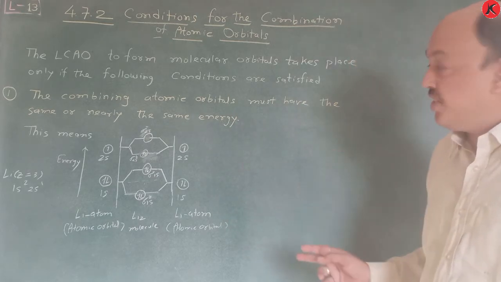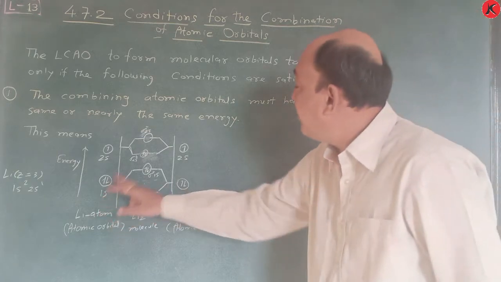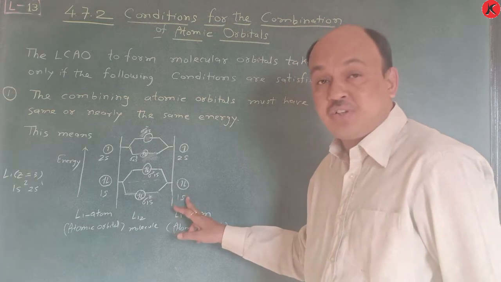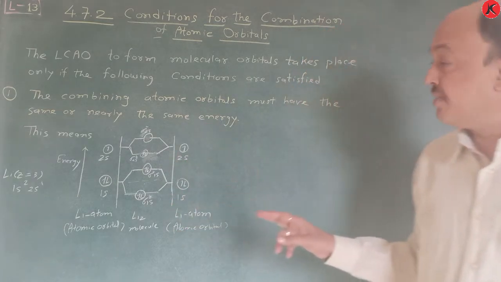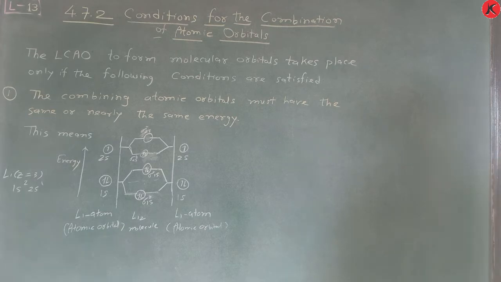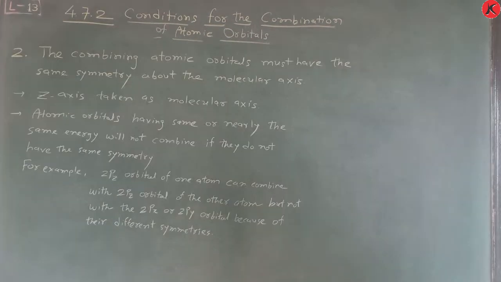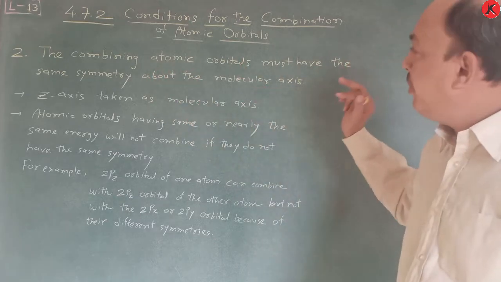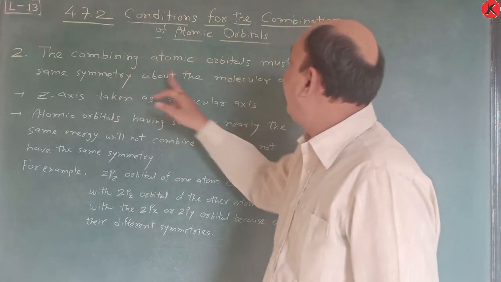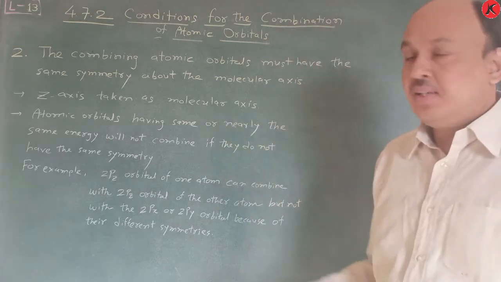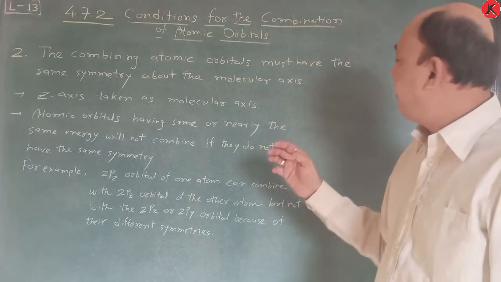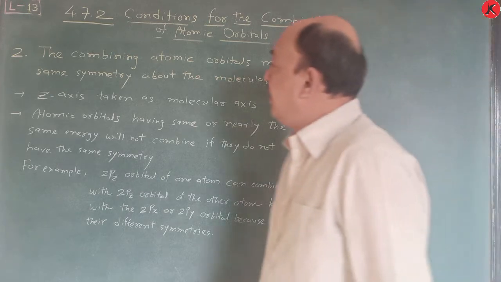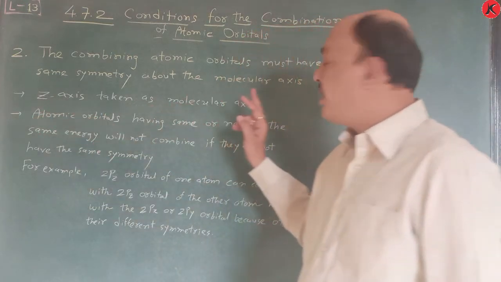Now we see the second condition. Here the condition is this: 1s orbital cannot combine with 2s orbital, and 2s orbital cannot combine with 1s orbital, because of the energy difference. Now, the combining atomic orbitals must have the same symmetry about the molecular axis. Remember, the Z axis is taken as the molecular axis.